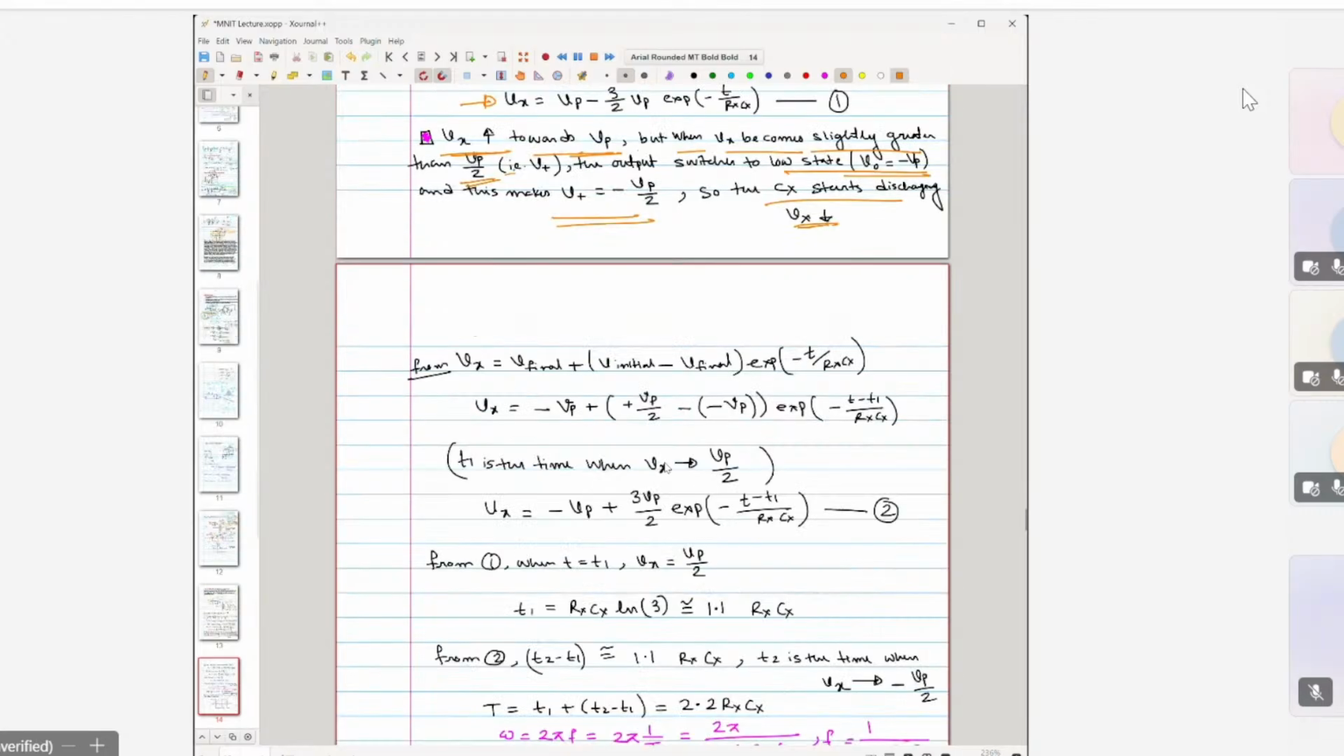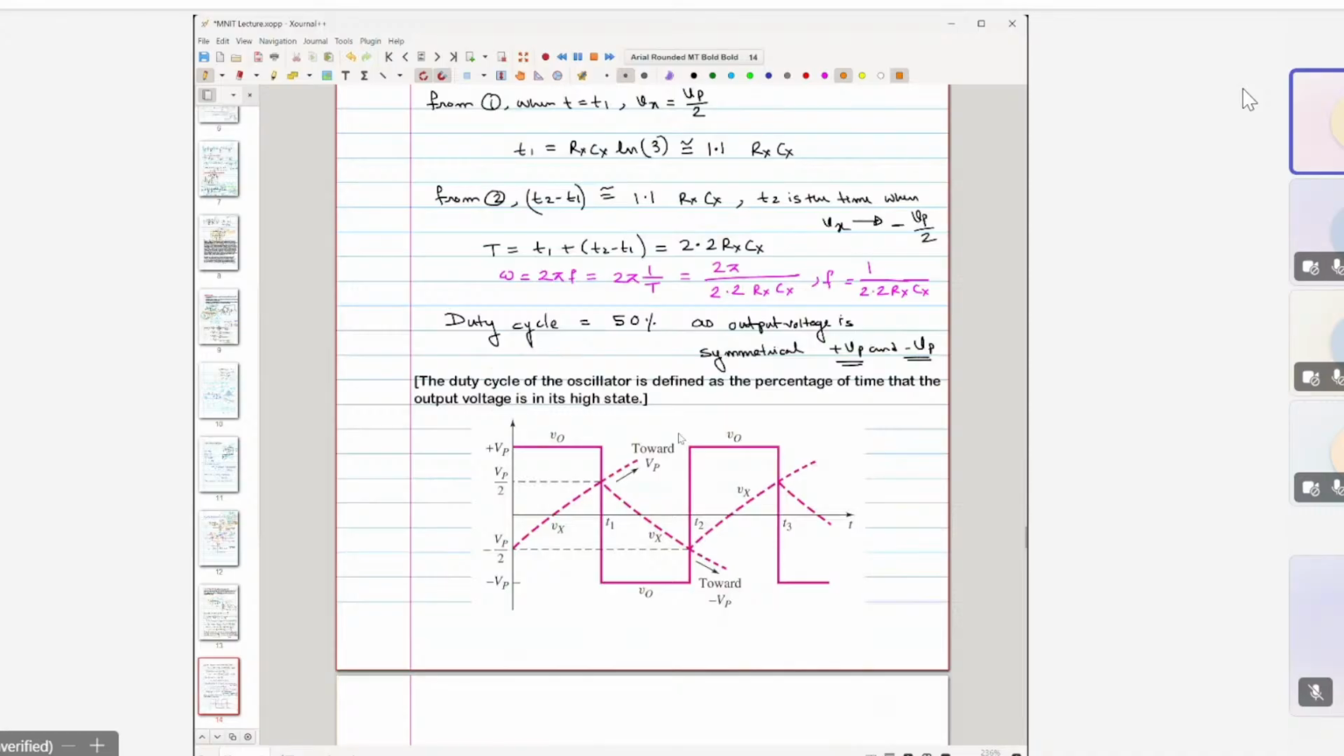So perhaps you can see this waveform, you will understand in a better way. See this. This is the output waveform. This is how the output waveform can vary. Output waveform can vary between plus Vp and minus Vp. And what is the maximum voltage that Vx can reach? Vx can reach a maximum voltage of plus Vp by 2. What is the minimum voltage that Vx can reach? Minus Vp by 2. This is the maximum and this is the minimum.